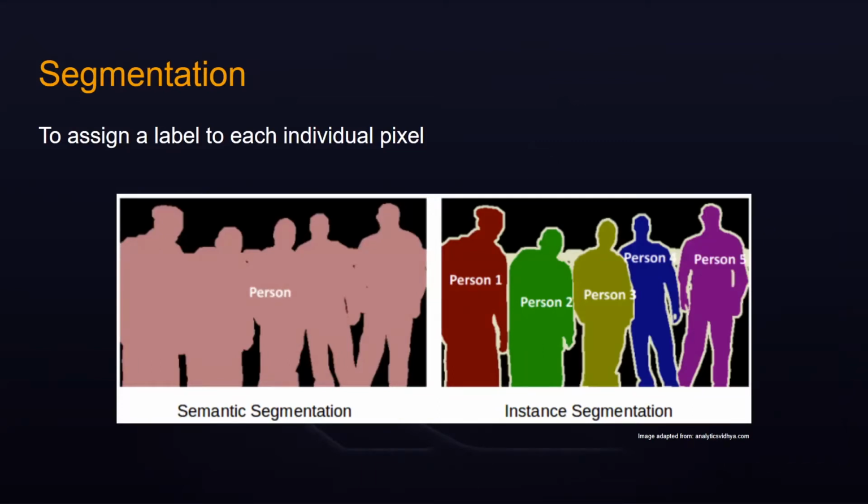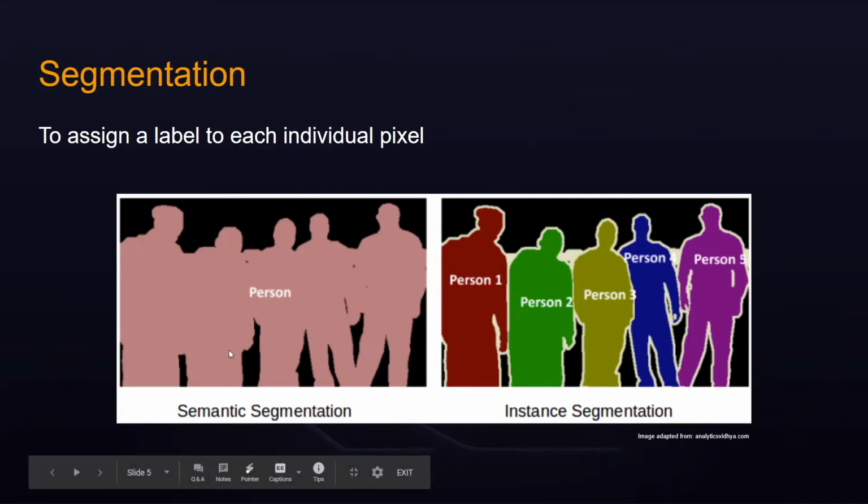Just a few words on segmentation. The goal in segmentation is to assign a label to each individual pixel. It's somewhat like classification, but for each pixel. We have 2 main segmentation categories. The first one is semantic segmentation, and the second one is instance segmentation.